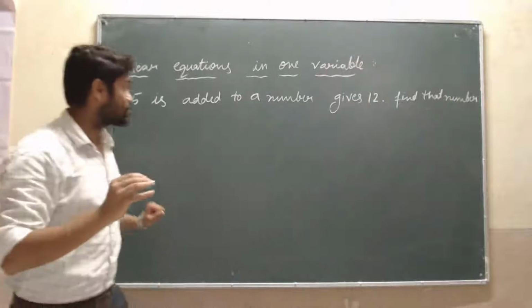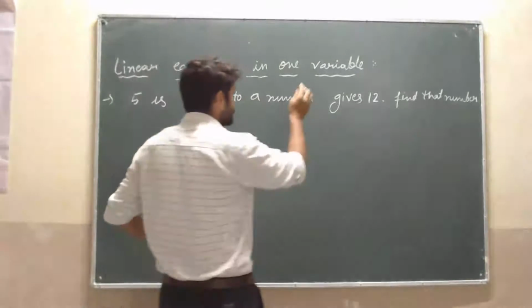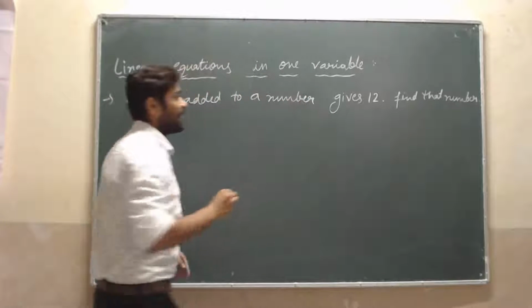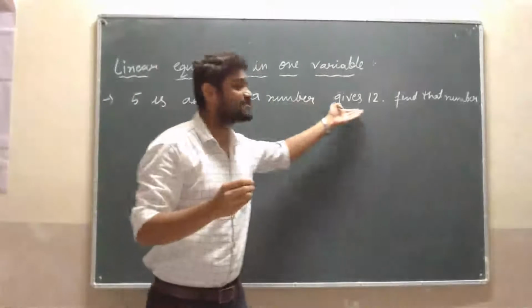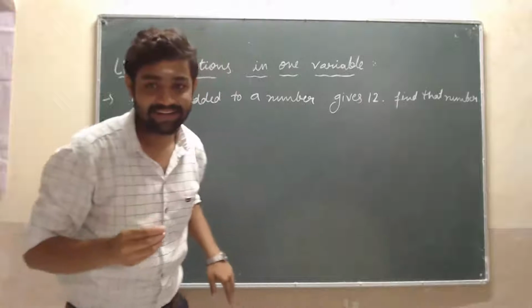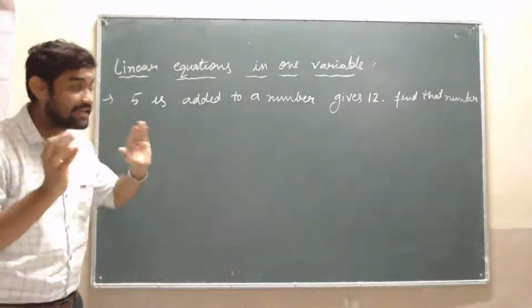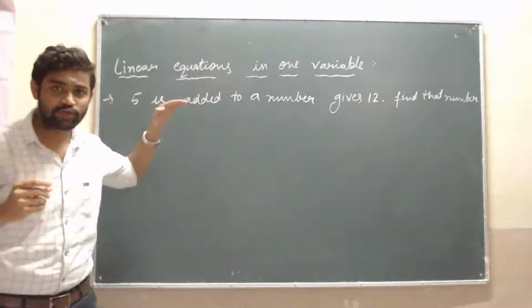What is the question? 5 is added to a number. We don't know which number it is. And it gives the answer 12. Now we have to find that number. Yes, I shall assume 7 is the correct answer. But now I will convert this long question into short form.